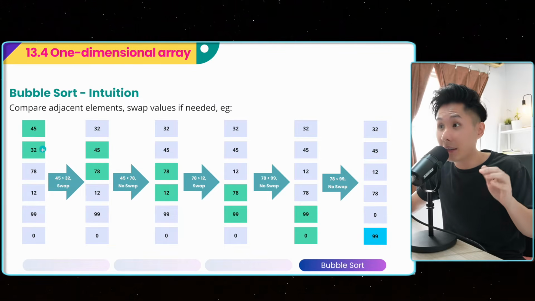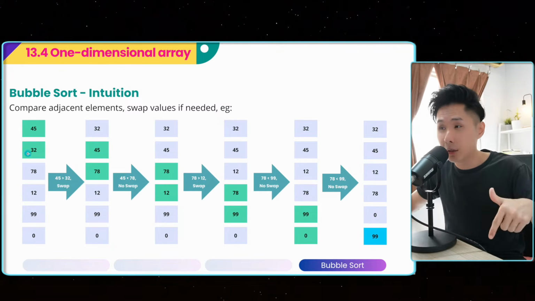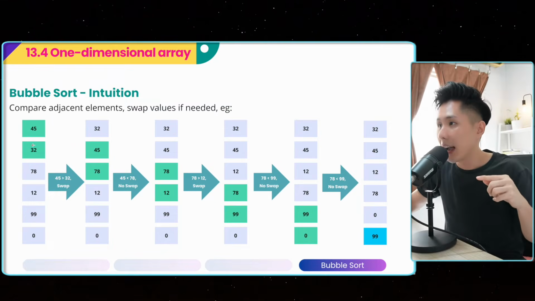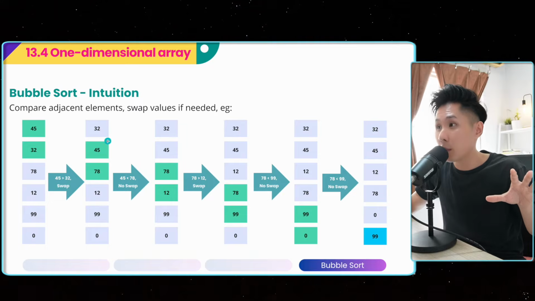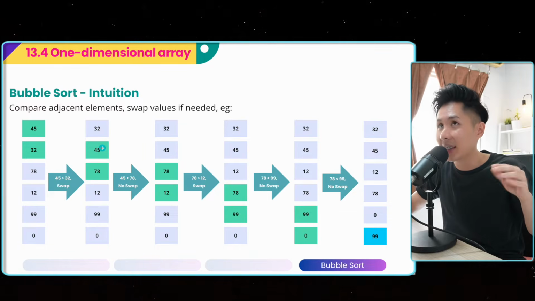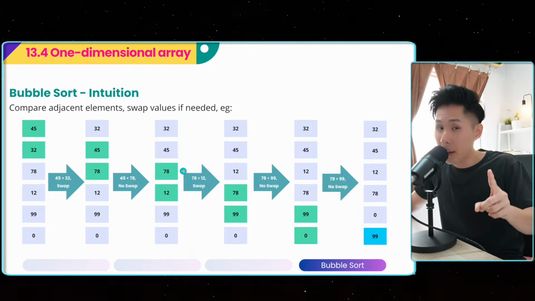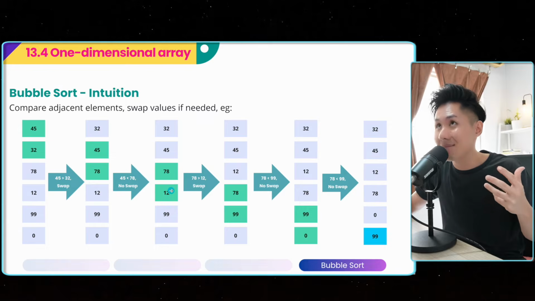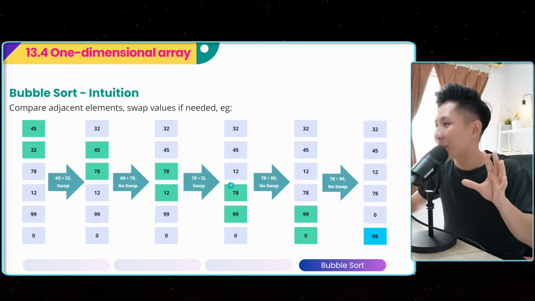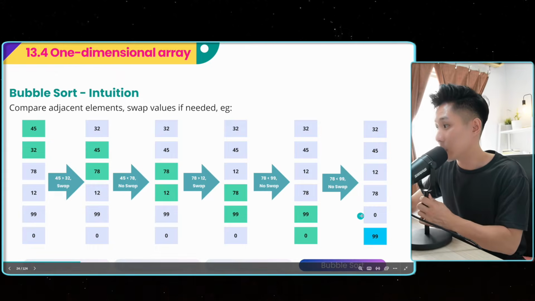So in this case, 45, 32. Since I want them to be in order, if 45 is bigger than 32, I'm going to swap their positions, which is what you see in this case. The next step in the algorithm would be to compare the second and third element, then the third and fourth element, and we only swap if the previous one is bigger. And we keep swapping. 70, 89, 99 we don't swap, and 99 and 0 we swap.